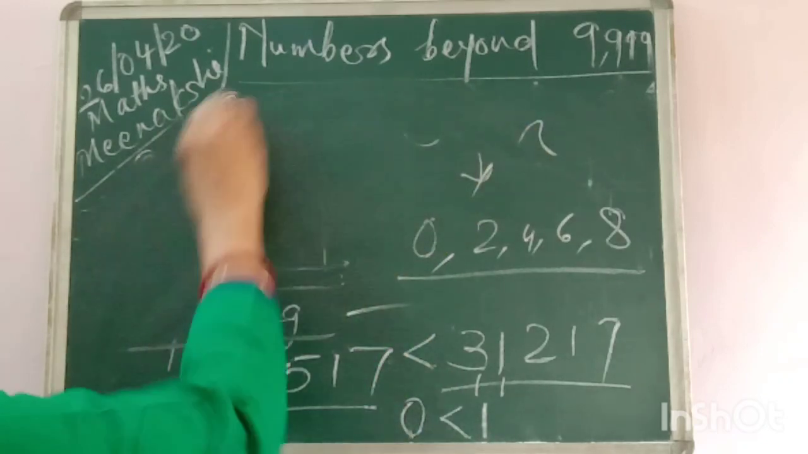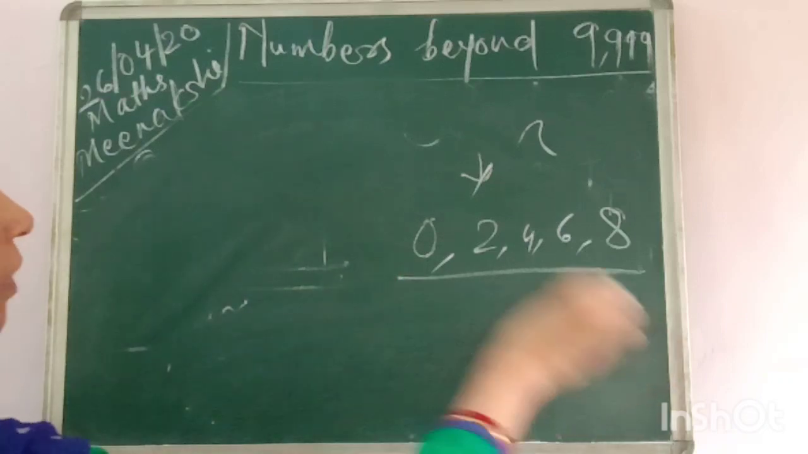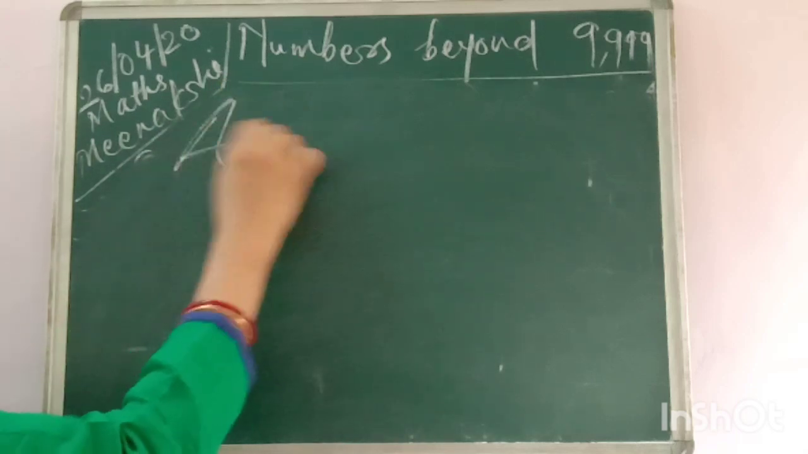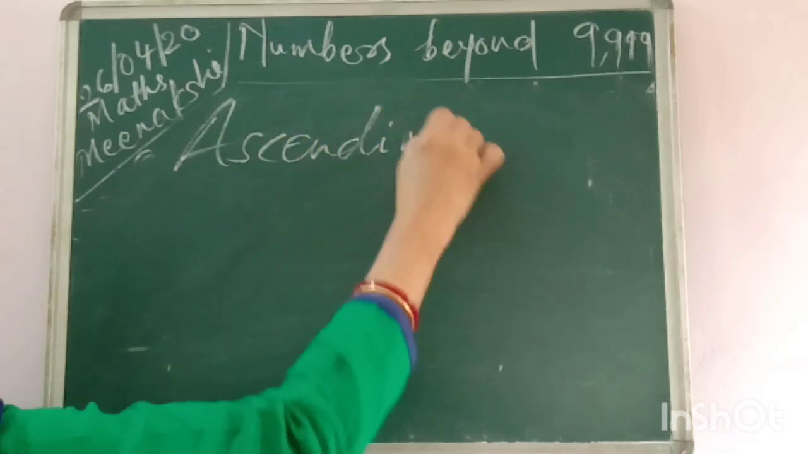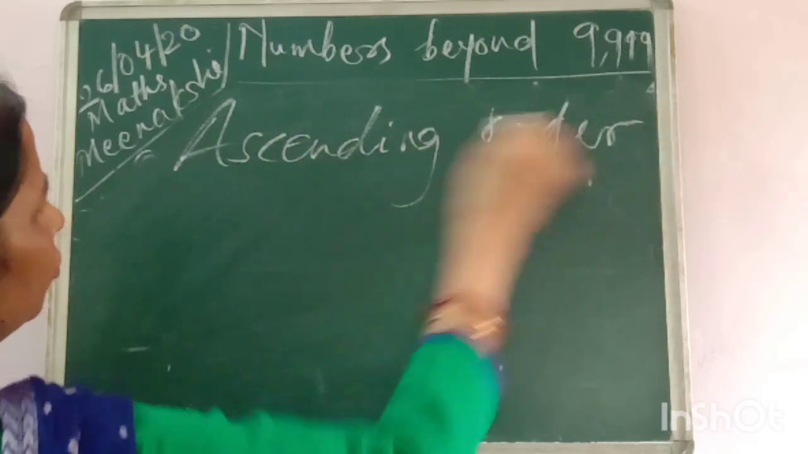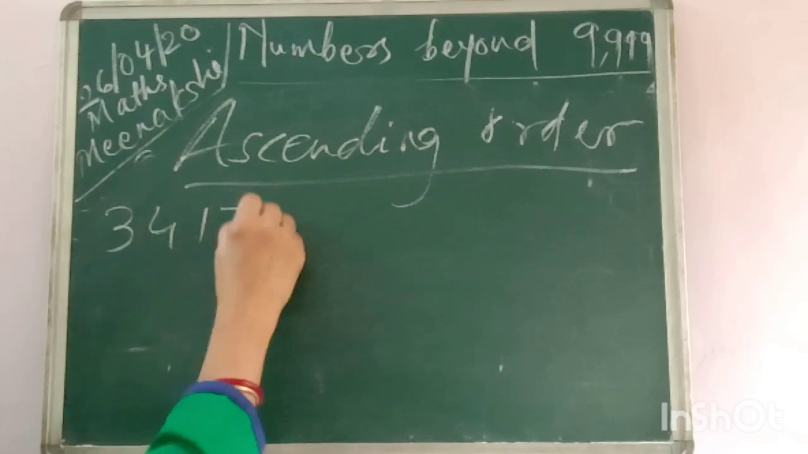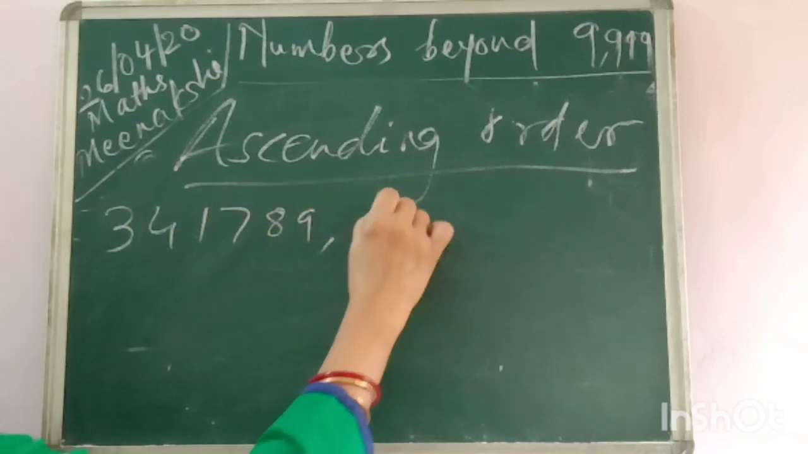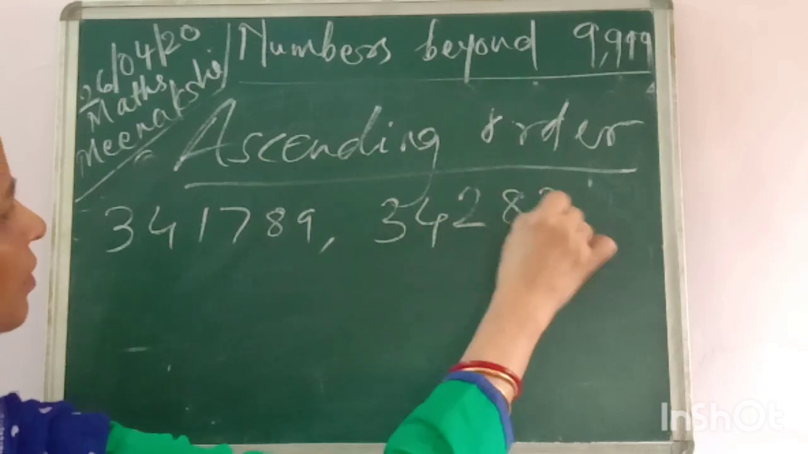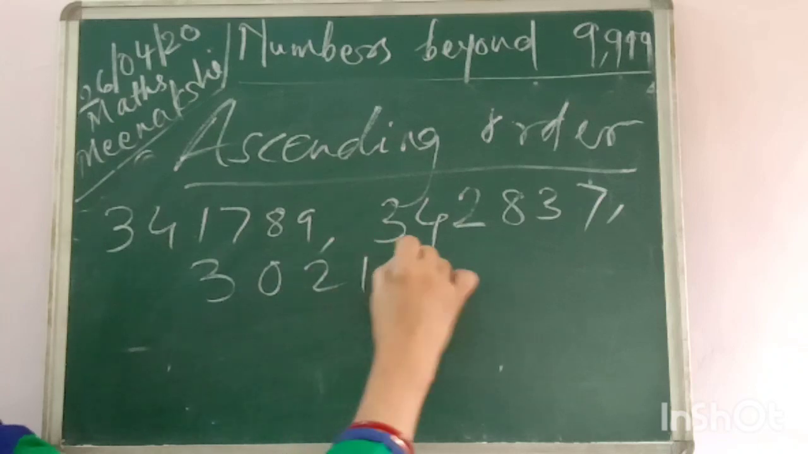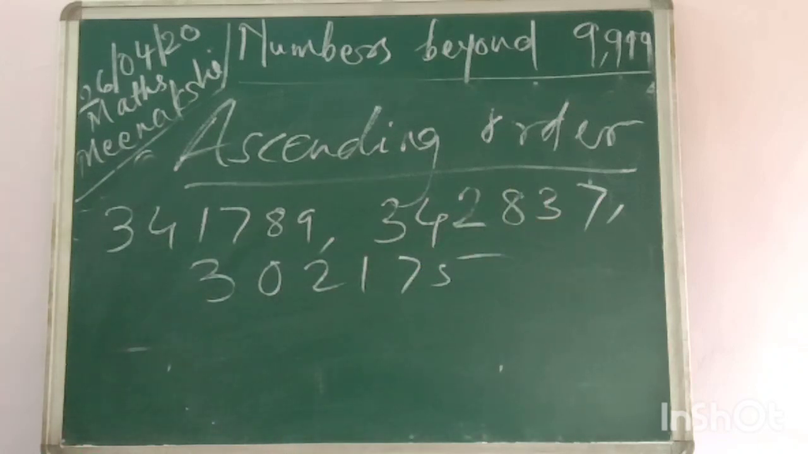So odd and even, comparing the numbers. Now we'll see how to arrange the numbers in ascending order. Once you have knowledge of comparing the numbers, arranging the numbers in ascending and descending orders will be easy for you. Now look here, for ascending order, what you do? You arrange the numbers from smaller to biggest. For example, 341789, again you have 342837, and then 313021 75. How will you arrange them in ascending order?